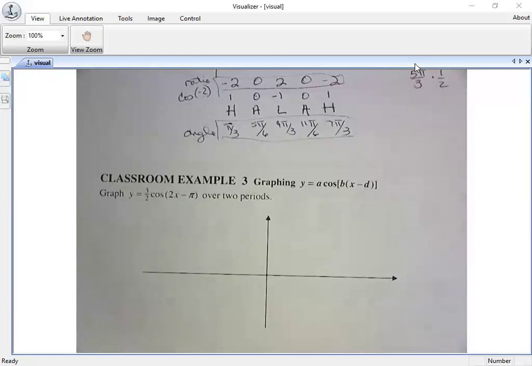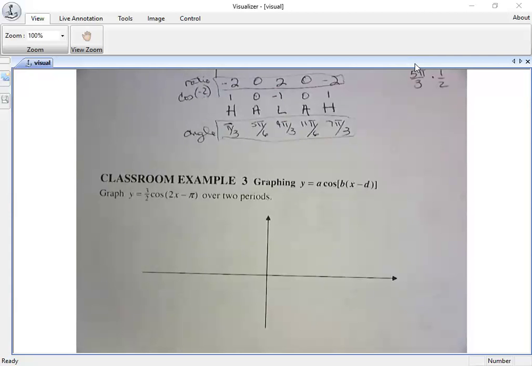I've got a translation that's horizontal, right? Because there's a minus pi after that 2x. So talk to me then about what you think we might need to do. And I will explain, there is a little bit of a shortcut on this, because before, when we didn't have a horizontal translation, we just figured out what the period was and we were able to make all the adjustments.